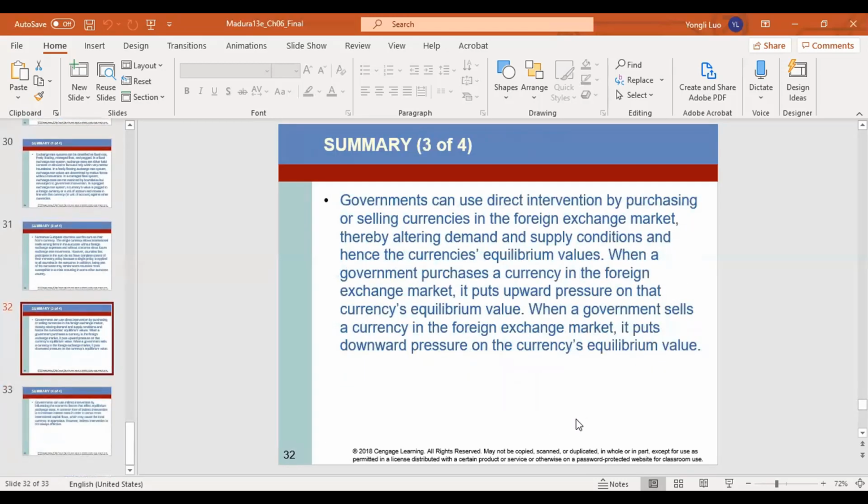Governments can use direct intervention by purchasing or selling currencies in the foreign exchange market, thereby altering demand and supply conditions and hence the currency's equilibrium value. When the government purchases a currency in the foreign exchange market, it puts upward pressure on that currency's equilibrium value. When the government sells a currency, it puts downward pressure on the currency's equilibrium value.